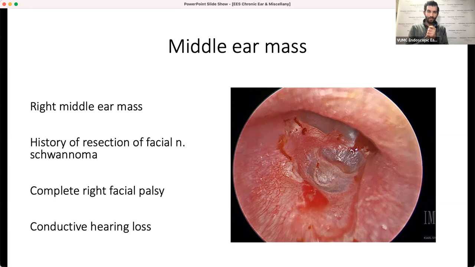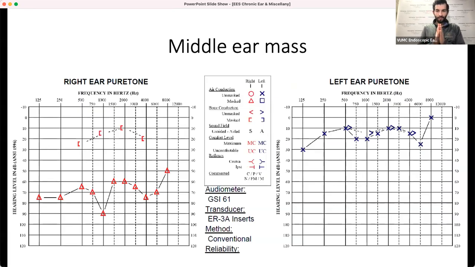This patient came to see me with a right middle ear mass. He had a resection of a facial nerve schwannoma decades ago, and a complete right facial palsy that preceded the operation. So it was there before he had surgery. It has been longstanding, and he doesn't want anything done about his facial palsy. And he has a tremendous conductive hearing loss. So this patient came in with this audiogram. You see a dramatic, primarily conductive hearing loss on the right, some maximal conductive hearing loss. And on the left, he's got reasonably good hearing.